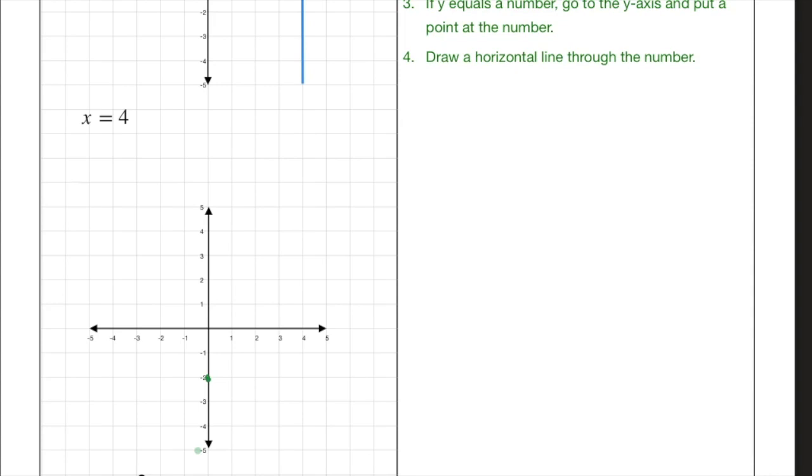And then it says draw a horizontal line through the number. So I'm just going to draw the horizontal line. And it looks like this. The only thing we need to do is put the arrows and we're done. Again, whenever you have x equals a number, you're going to get a vertical line. Whenever you have y equals a number, you're going to have a horizontal line.